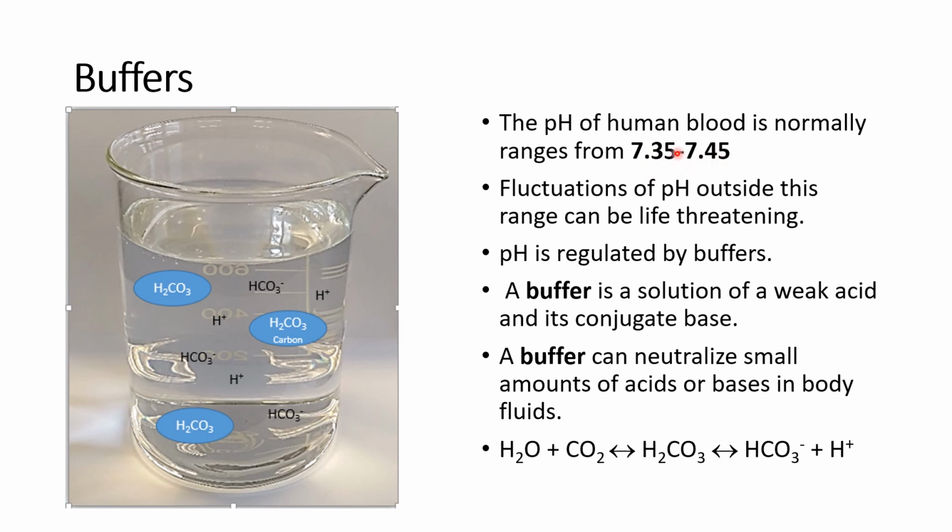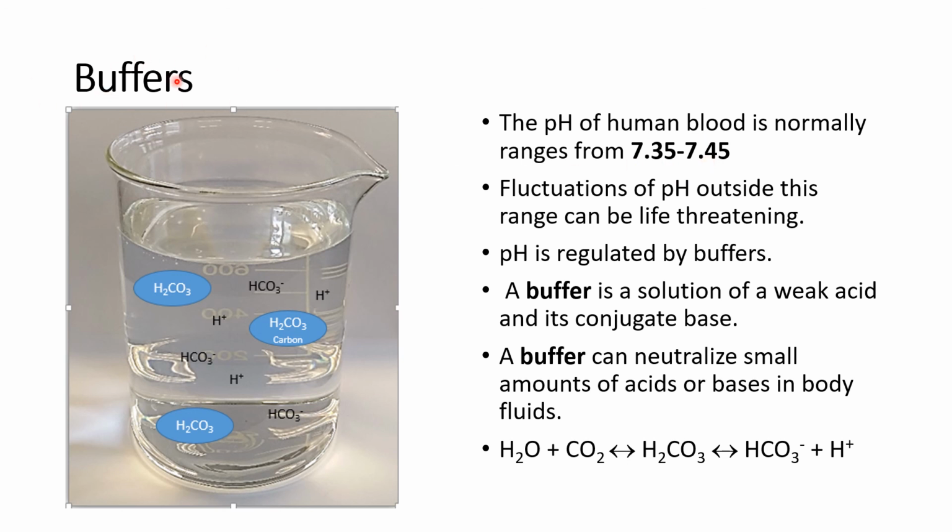What happens if your blood gets lower than pH 7.35? Well, they call that acidosis. What if your blood gets greater than 7.45? They call that alkalosis, which are dangerous conditions in your body. So your body uses negative feedback to maintain this normal range of pH. How does it do that?